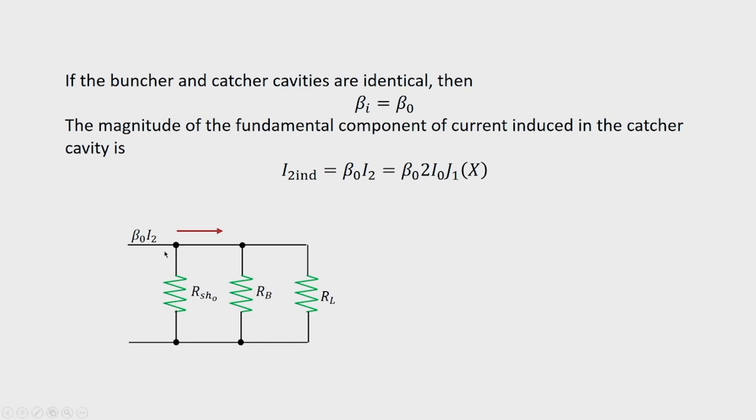this current actually flows through the parallel combination of these resistances: RSH0 representing the conductivity of the catcher cavity walls, RB is the beam loading resistance, usually very high, and RL is the load resistance that is connected to the output of the cavity. The combination of these three resistances can be represented by RSH, and V2 is the output voltage and beta naught I2 is the current that flows through RSH.